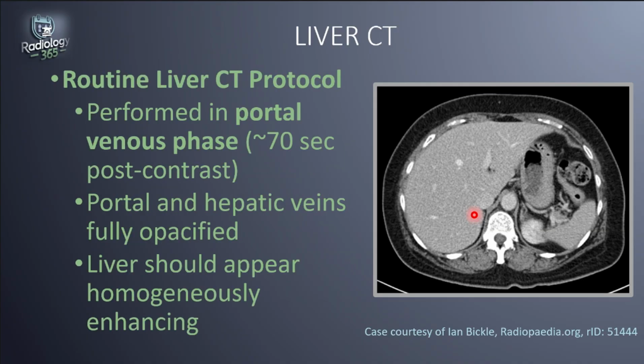When it comes to CT, routine contrast enhanced study is typically performed in the portal venous phase. That's because the lesions might also be, again, isodense to the liver parenchyma, so unless you introduce contrast, you may not see the lesion very well. Now, it's usually done in the portal venous phase. That's about 70 seconds after the contrast has been injected, and by this time the portal and the hepatic veins are opacified, and we can assess for the homogeneity of liver enhancement.